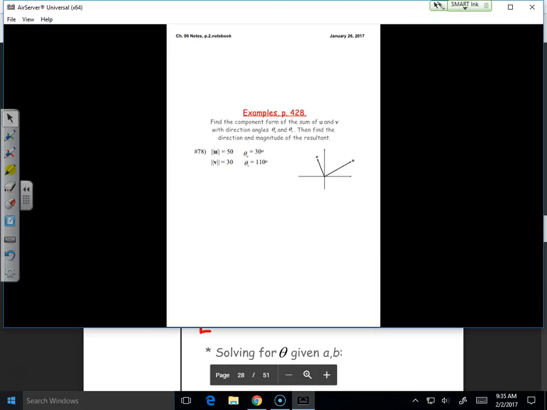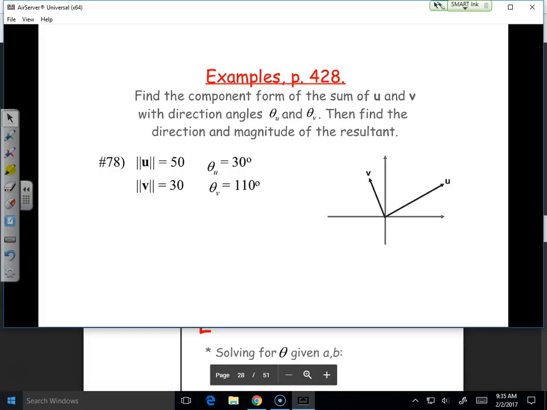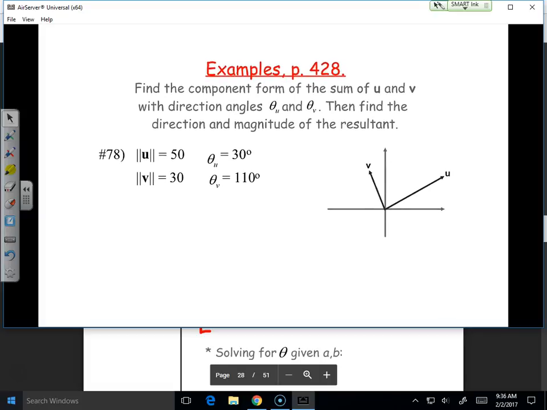All right, that explains the page of formulas. But why on earth is it such a big deal to be able to go back and forth from magnitude and direction to components and vice versa?